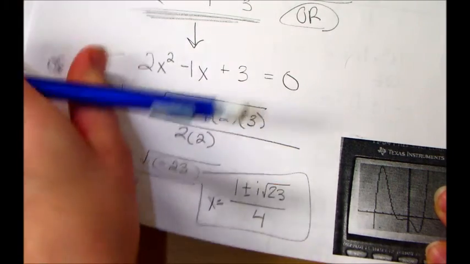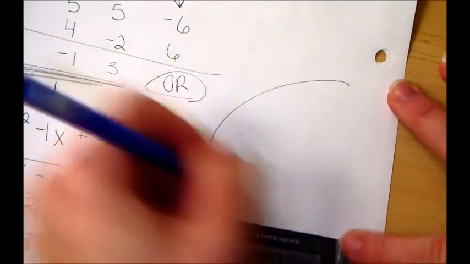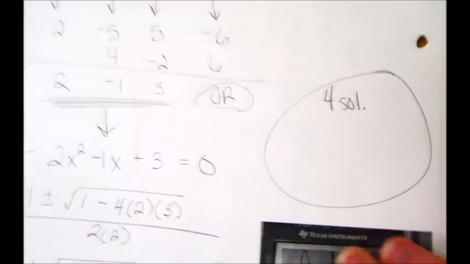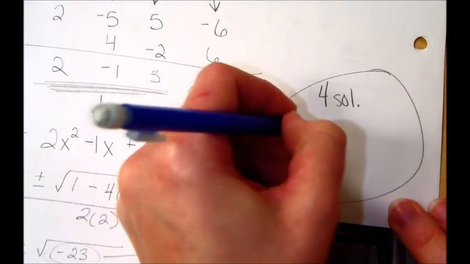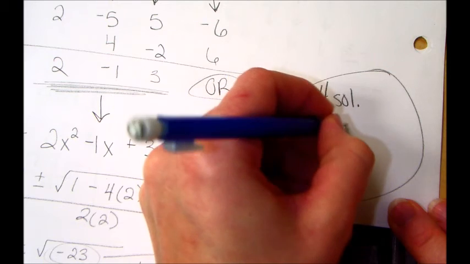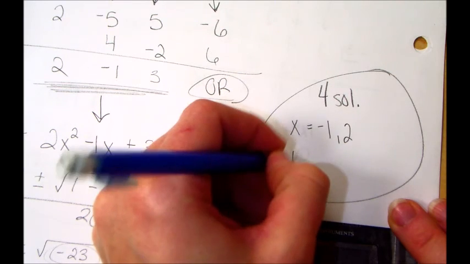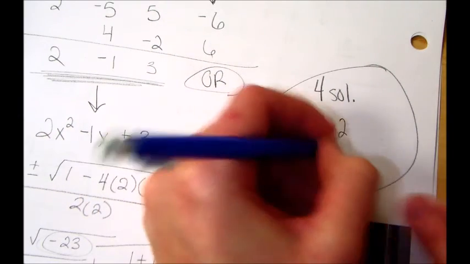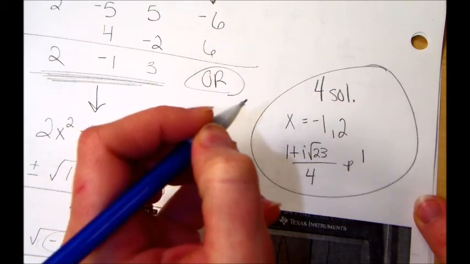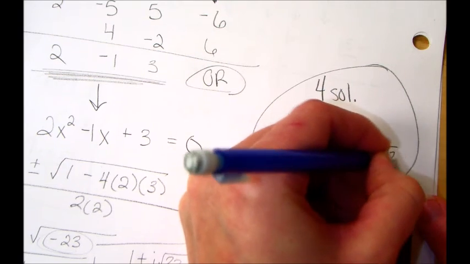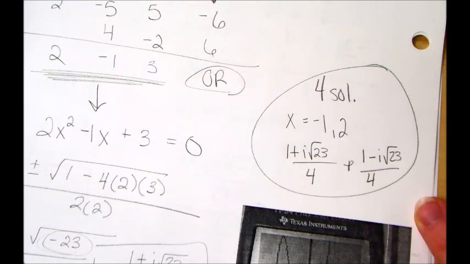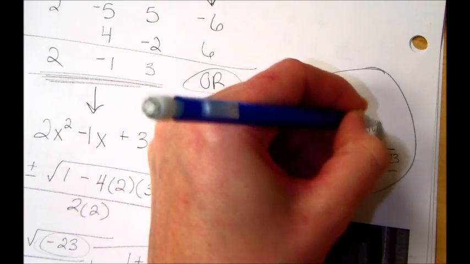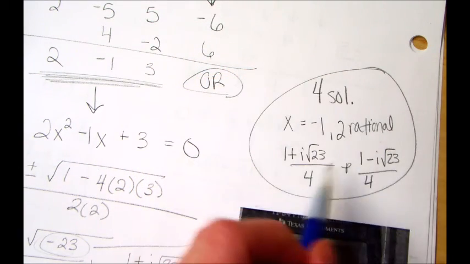If you want to write all 4 of them, which is always a good idea, all of your answers are going to go over here. We have 4 solutions, and those solutions are x equals negative 1 from up top, x equals 2 from up top, x equals 1 plus i square roots of 23 over 4, and last but not least, 1 minus i square roots of 23 all over 4. And so these 2 up here are what we call rational. These ones are imaginary solutions.